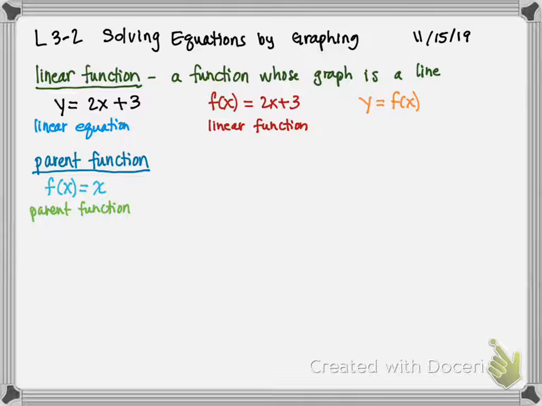Okay. Now, like I said before, the parents generally aren't the end of the story. They create a family. So I'm going to show you some family members of this parent function. It could be things like f of x equals 2x. So now I've added a coefficient to my x. It could be f of x equals 2x minus 1. So in addition to a coefficient, I now also have a constant, okay? It could be f of x equals 3x plus 5. So it's not always a subtraction.